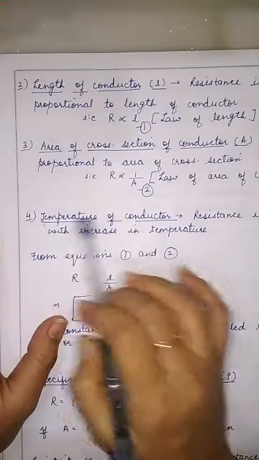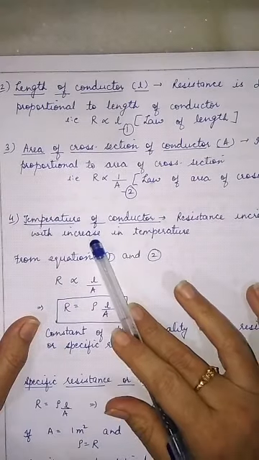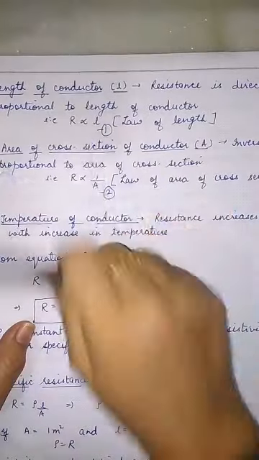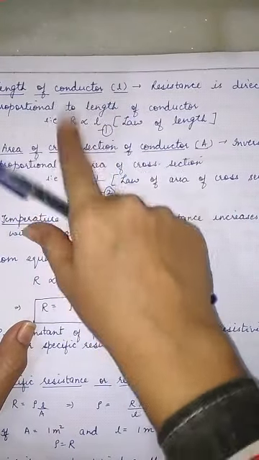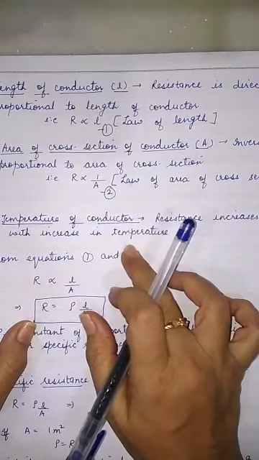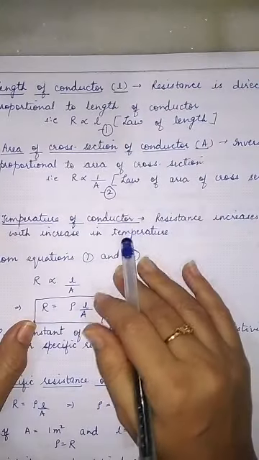Next factor is temperature of the conductor. Resistance increases with increase in temperature. We don't have a direct relation that it is directly proportional. No, it's not directly proportional, but in some fraction resistance increases with increase in temperature. We don't have a direct relation.